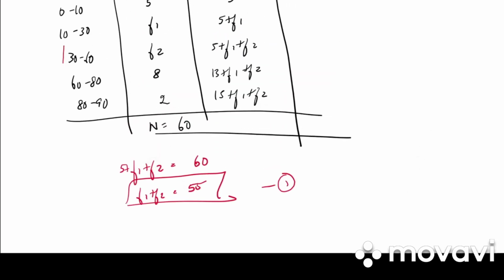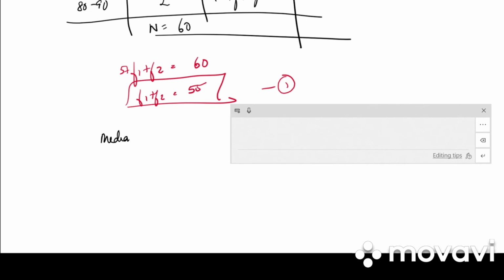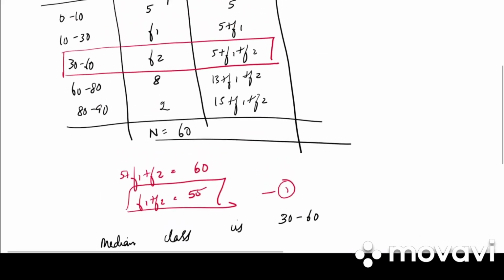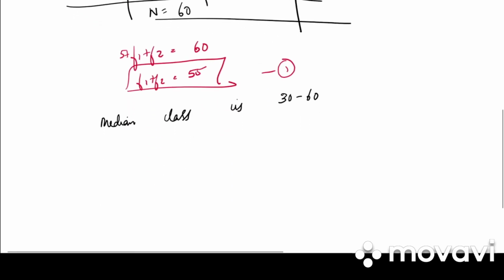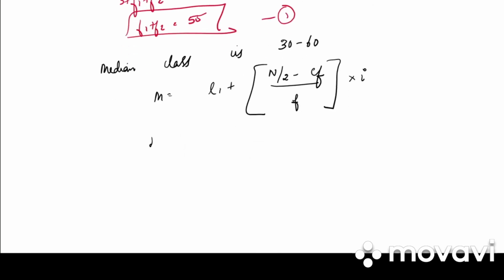Next they have given us median. Median is how much? 40. Which class interval does it lie? It lies in the class interval 30 to 60. So what is our median class? Median class is 30 to 60. When frequencies are missing, we need to see the class intervals and not the cumulative frequency. So what is the formula? M is equal to L1 plus N divided by 2 minus CF divided by F into I. Median is 40. Lower class limit is 30.